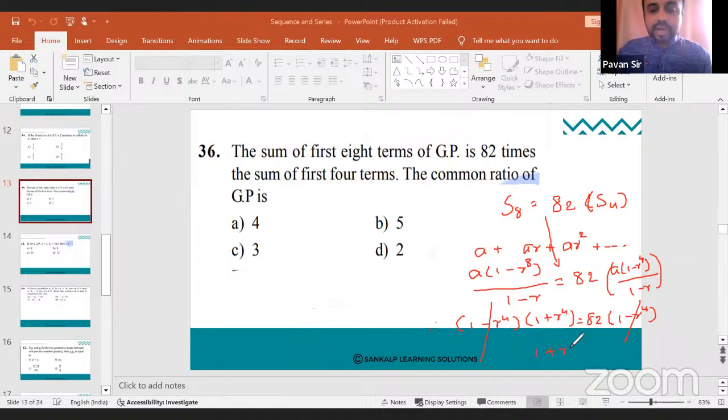What remains is 1 plus R raised to 4 is equal to 82. Okay, I will write it here in a clear screen. 1 plus R raised to 4 is equal to 82. R raised to 4 is equal to 82 minus 1, 81. So R is the fourth root of 81. It is nothing but 3 raised to 4 is 81, in the sense 3 is the answer. Is that clear? So fourth root of 81 is nothing but 3. Option C is the correct one. Make it correct and write it down fast.